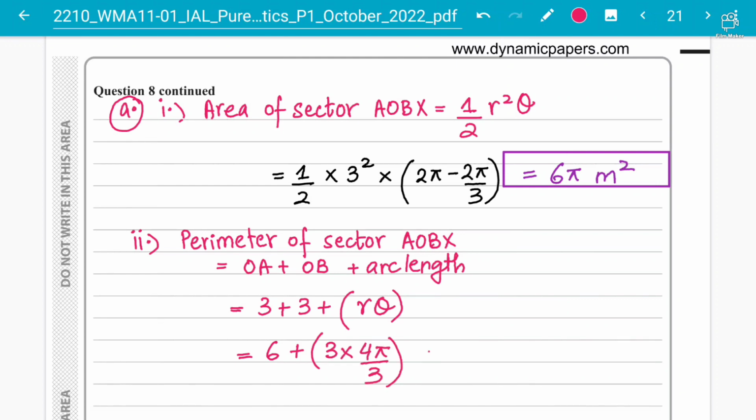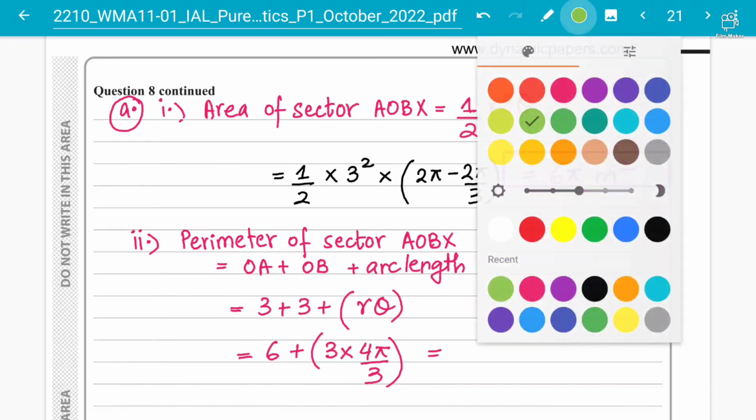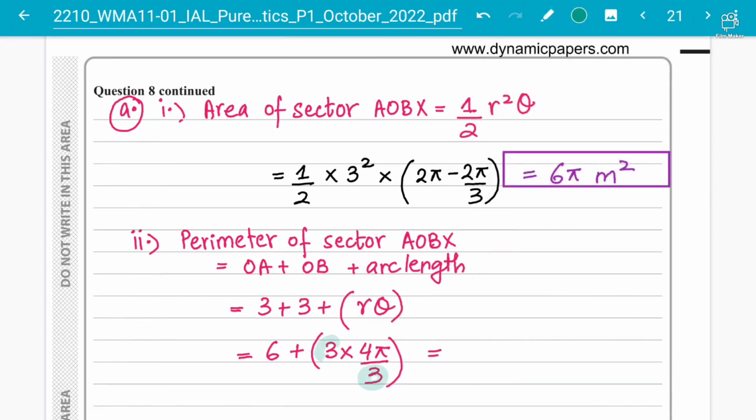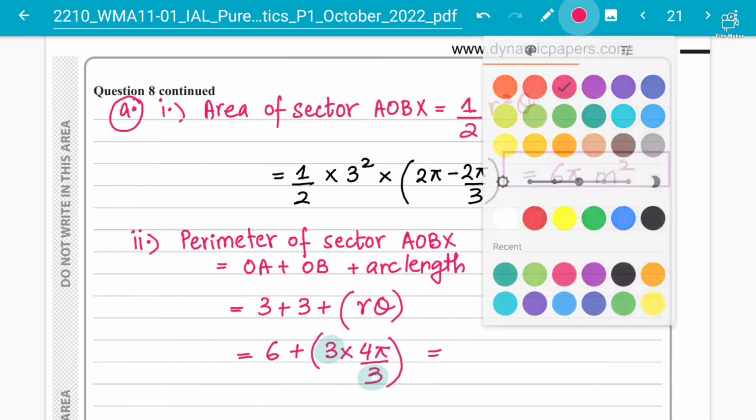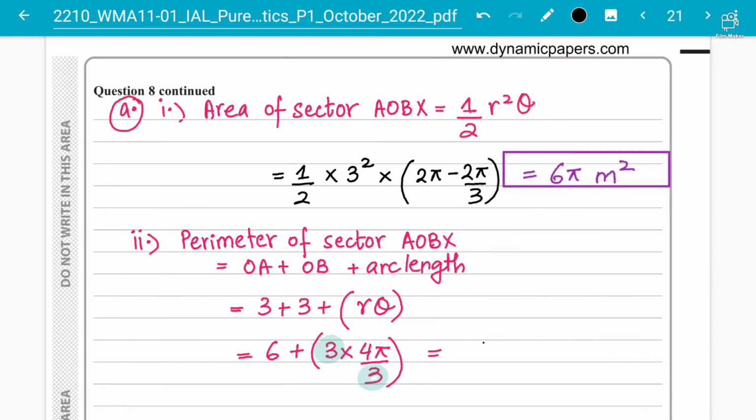So here we go, 3 and 3 cancels out, students. Follow the highlighter. 3 and 3 cancels out. So here we go, we have to give the answer in exact form. So it's going to be 6 plus 4 pi. Okay, and this time it will be meter only. So everyone understands how we got the perimeter as well.